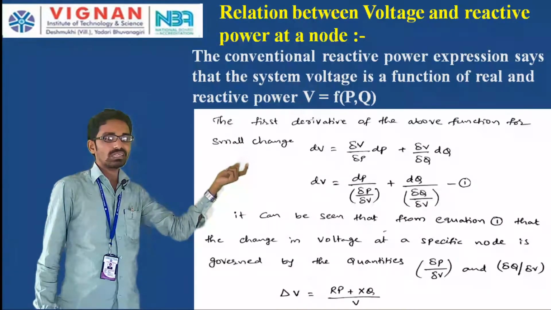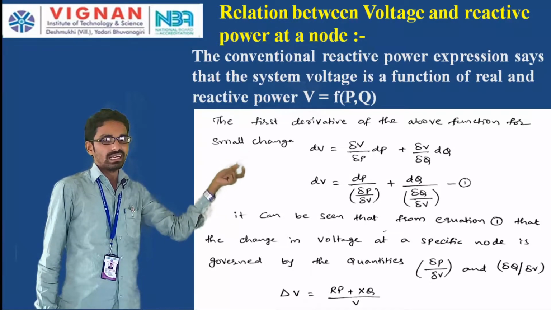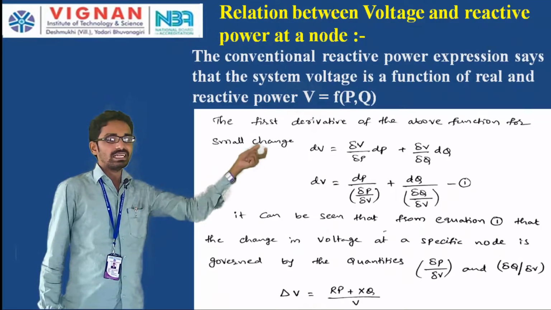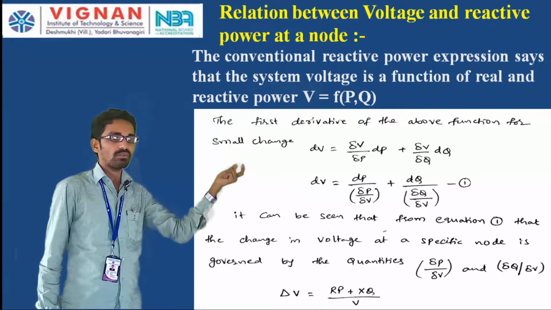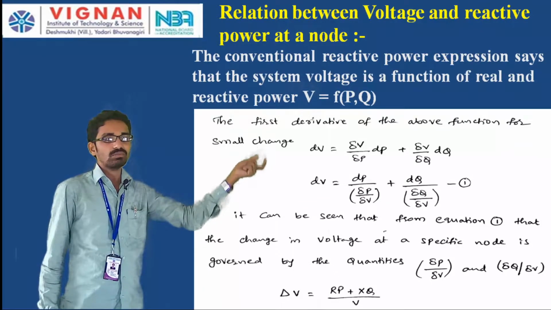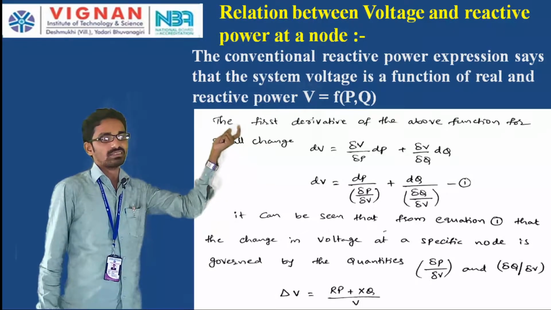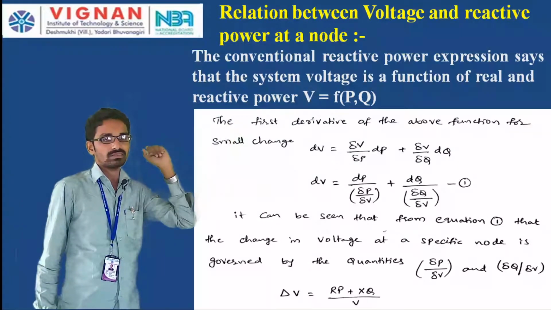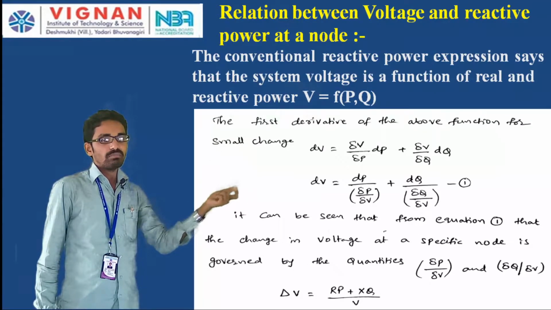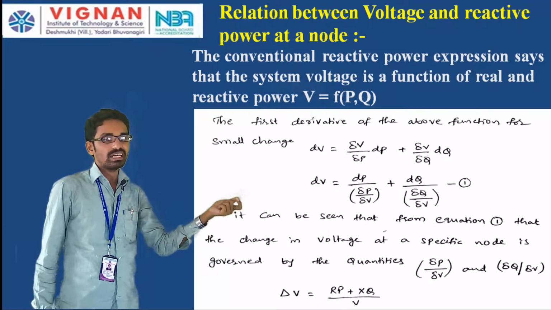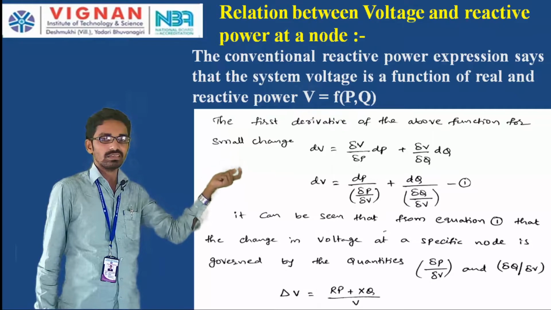The total derivative of the function is dV, that is dV is equal to del V by del P into dP plus del V by del Q into dQ. You differentiate with respect to the real power one time, then add the reactive power differentiation, which gives the total derivative of the given function V. Now, I am taking the del V by del P partial derivative to the denominator.